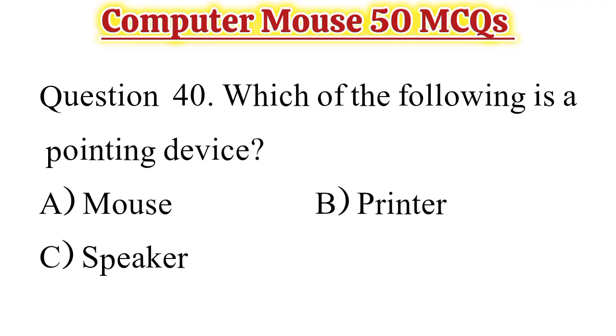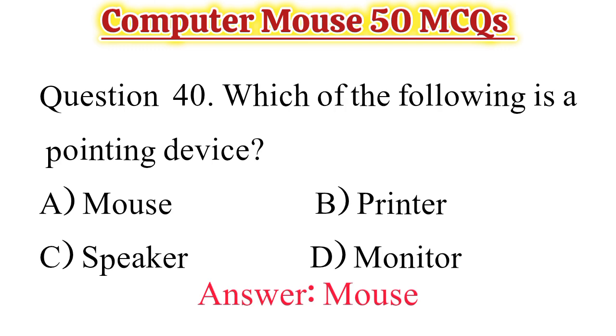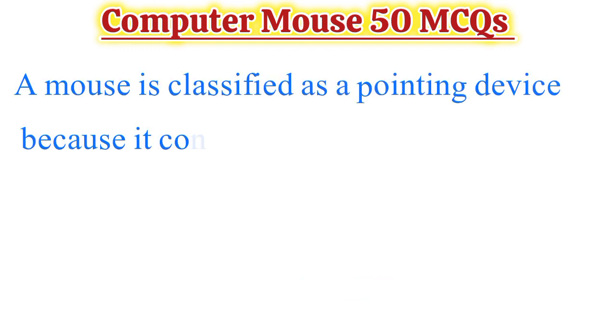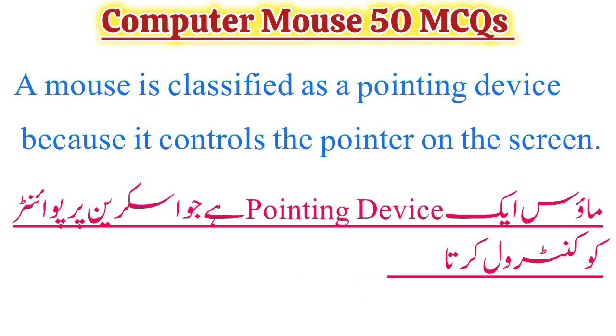40. Which of the following is a pointing device? A. Mouse. B. Printer. C. Speaker. D. Monitor. Answer: A. Mouse. A mouse is classified as a pointing device because it controls the pointer on the screen.